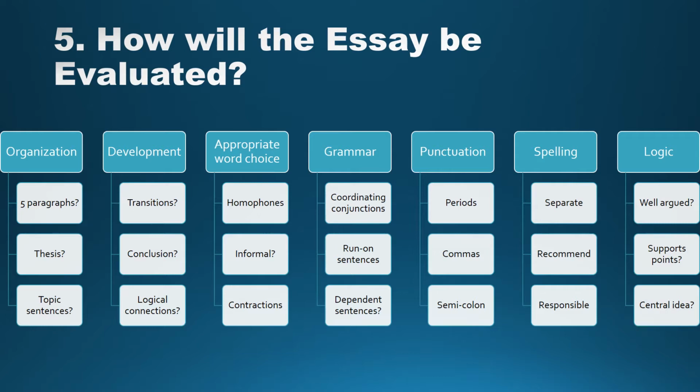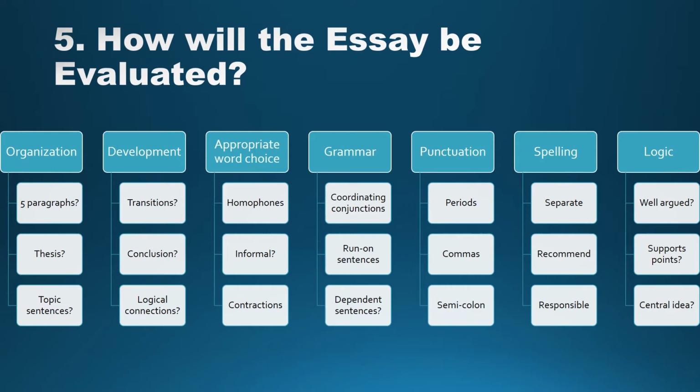Next, the development. Do you have good transitions between paragraphs? Do you have a conclusion at the end of each paragraph? Are there logical connections between the pieces of evidence used to support each topic sentence? For appropriate word choice, are homophones an issue? Do you confuse "to" the preposition with "too" the intensifier and the number 2? This could be confusing for many students, and often they include the wrong word.